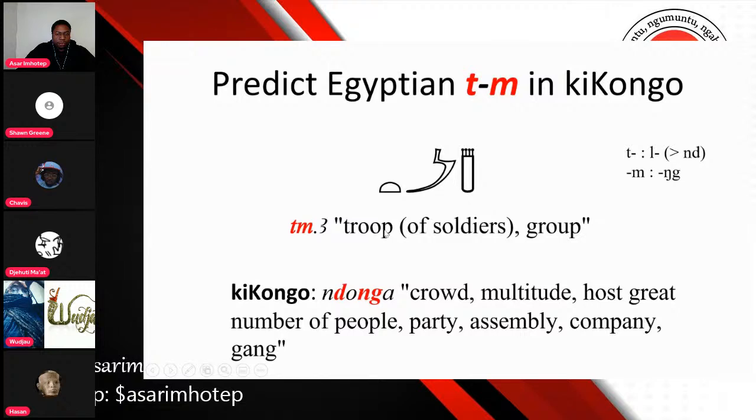So we have troop of soldiers, a group, and then we have in Kikongo and Ndonga, crowd, multitude, host, great number of people, party, assembly, company, a gang. So if y'all want to start using some African words for saying, it was a gang of mofos at the club, y'all could say it was an Ndonga of mofos at the club. We got to start substituting. Oh, I love it. Right.